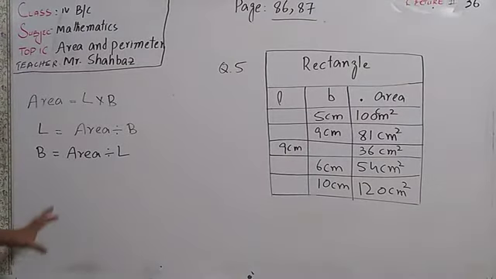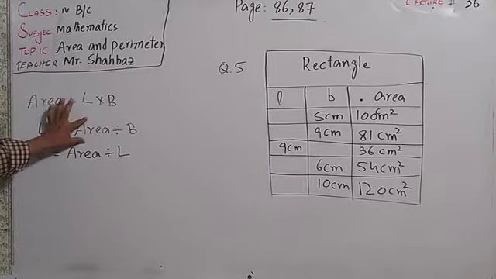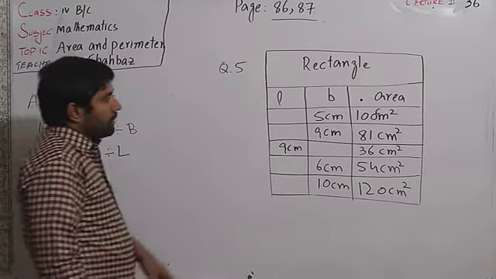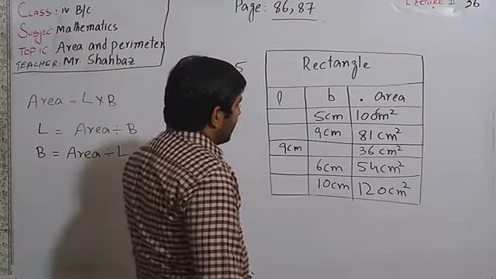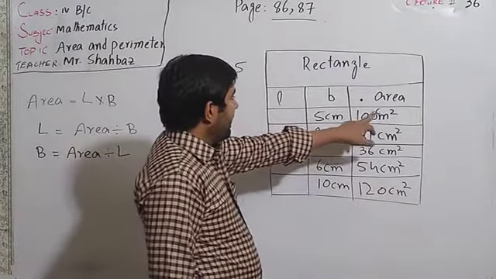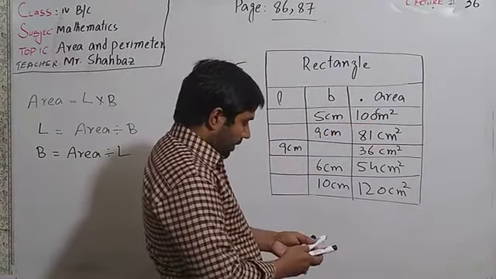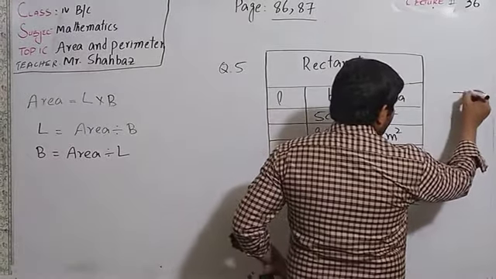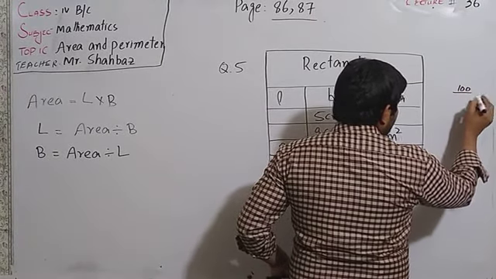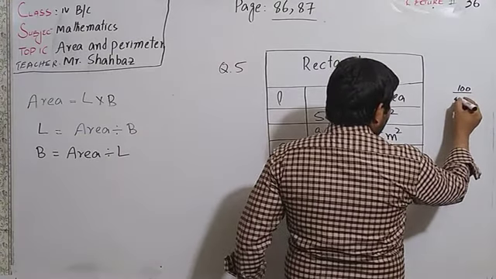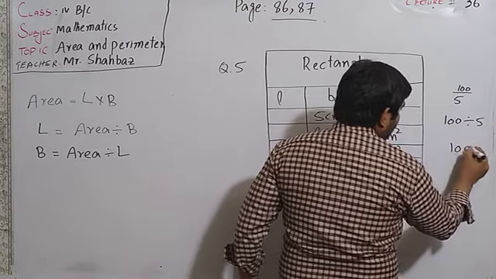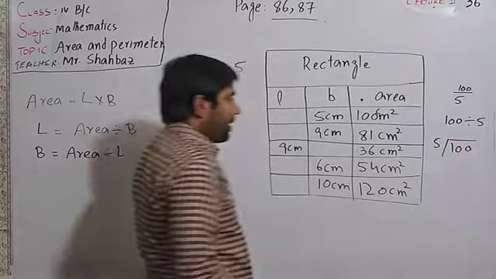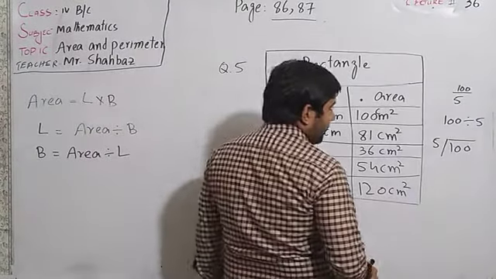As I told you, when we have to find the length, we divide area by breadth. When we find the breadth, we divide area by length. Here, first question: area is 100 centimeter square and breadth is 5 centimeter. So we divide area 100 divided by 5. So what will be the answer? 100 divided by 5, you can write it in any of these ways. These are all the same. You can use any method.